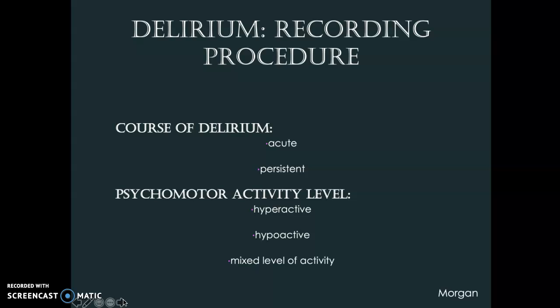So let me just give you guys an example. If you were a clinician, a DSM-5 diagnosis of substance intoxication delirium with cocaine would sound like cocaine intoxication delirium, acute hyperactive.